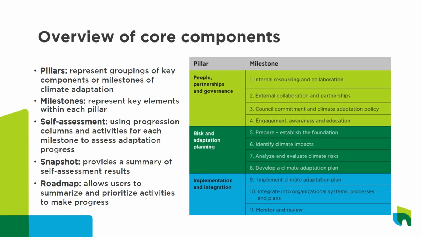A snapshot that provides a summary of your self-assessment results across the 3 pillars. After completing the self-assessment, the tool automatically generates a visual summary that can be used to communicate your current state. And finally, a roadmap that allows users to summarize and prioritize activities to make progress over the next 2 years. We'll now switch to the Excel-based CRC Assessment Tool and show you these components. Together, these components provide a practical framework for understanding current status, setting direction, and supporting long-term resilience planning.